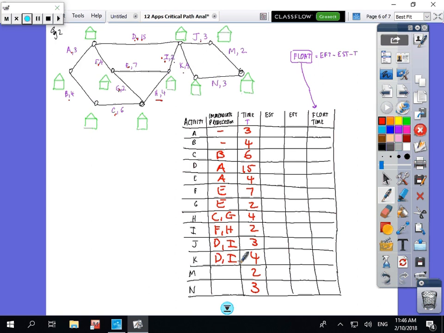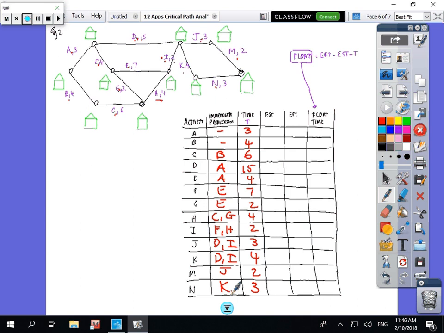Same again. To do M you only have to have done J. And to do N you only have to have done K. So that's the first part of it. So let's go through and put our forward scan, put our numbers in.